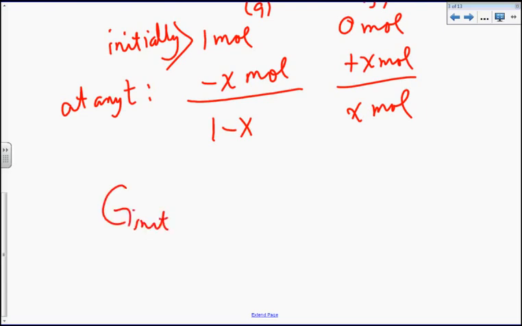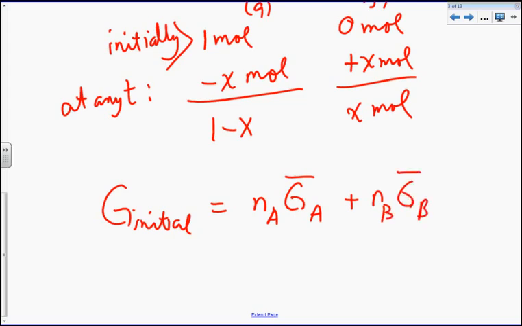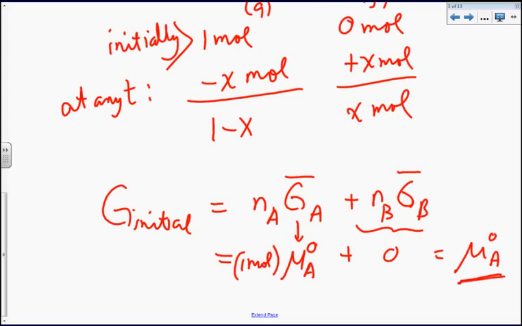G initial, Gibbs energy. Again, the formula for Gibbs energy is N sub A, G bar A, plus N sub B, G bar B. Right? The sum of all the moles, each one multiplied by the partial molar quantity. Initially there is no B, so this term is going to be 0. And the partial molar Gibbs energy of A will just be the chemical potential of A. Since it's pure A in a standard state at pressure P naught, that's mu naught A, and our N sub A is just 1 mole. So it's just going to be mu naught A. That's our initial Gibbs energy.